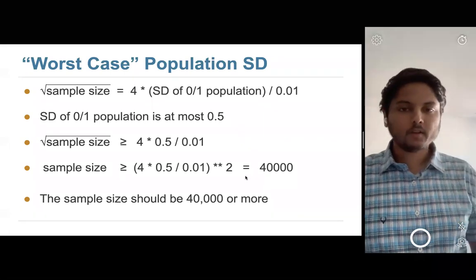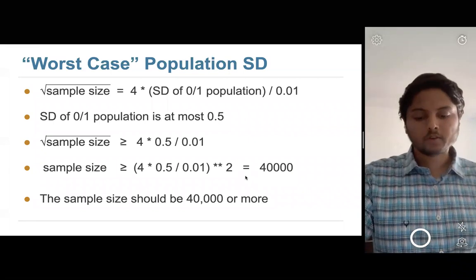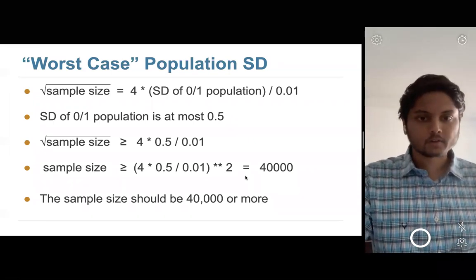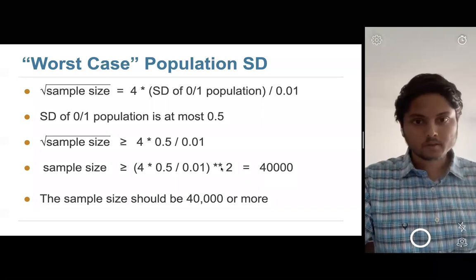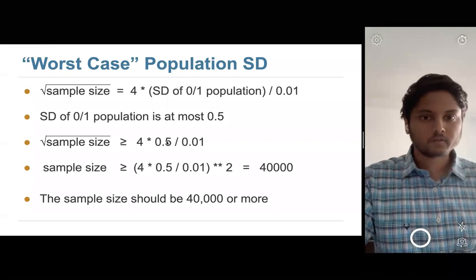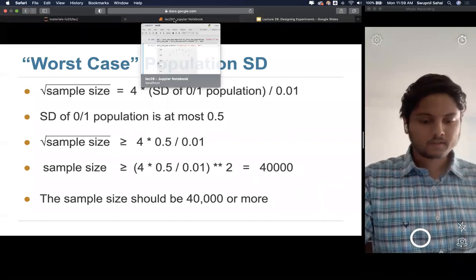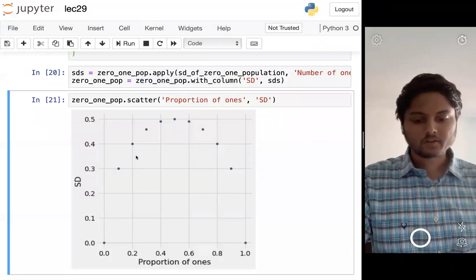And so basically, if you want a 1% width of your interval, then you should have a sample size greater than 40,000. So this is just a way for us to guarantee that. And again, why can we make that guarantee? It's because we know that the SD of the population is never more than 0.5. And the reason why the SD of the population is never more than 0.5, that's shown here in the demo.